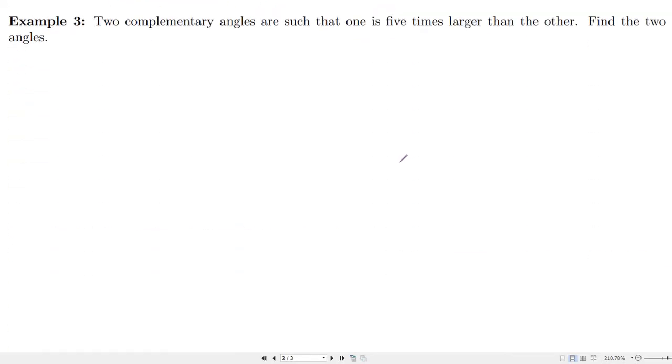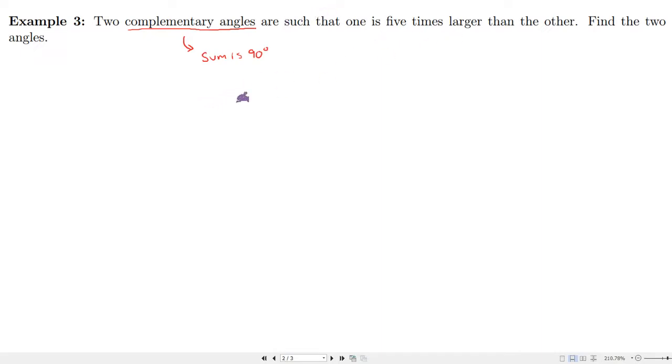All right, so let's take a look at a geometry problem and see if we can apply this technique to it. Two complementary angles are such that one is 5 times larger than the other, and you want to find the two angles. So complementary angles, after reading your text, or if you remember from geometry, are just angles that sum to 90 degrees. Okay, so the sum is going to be 90 degrees.